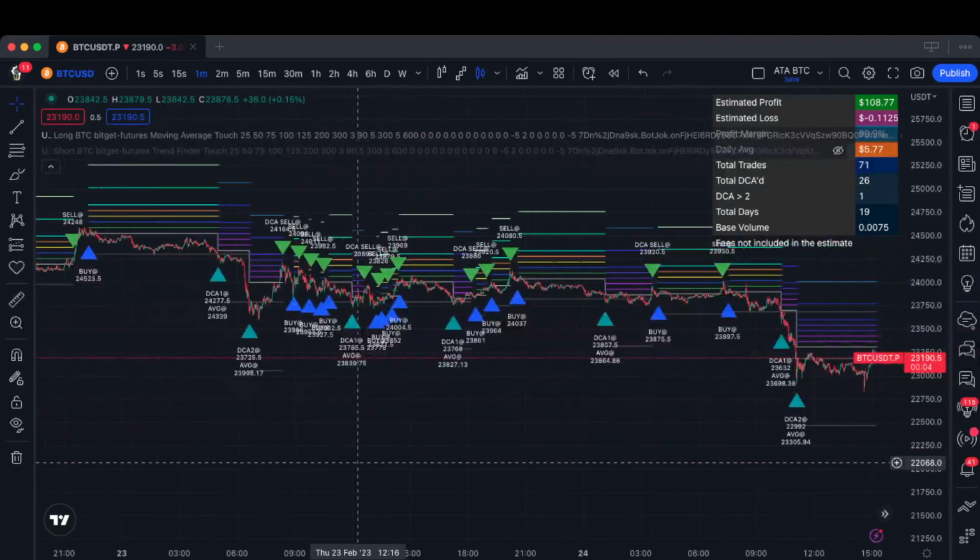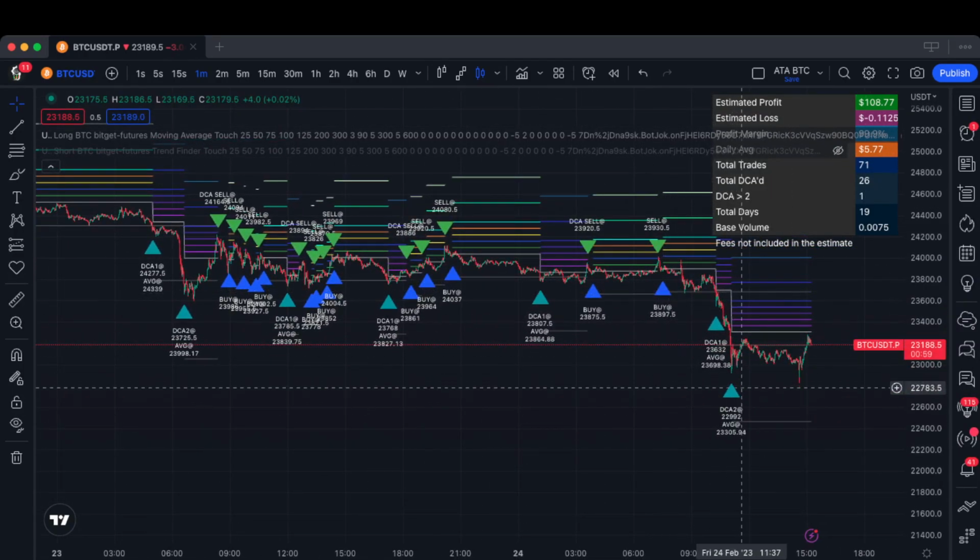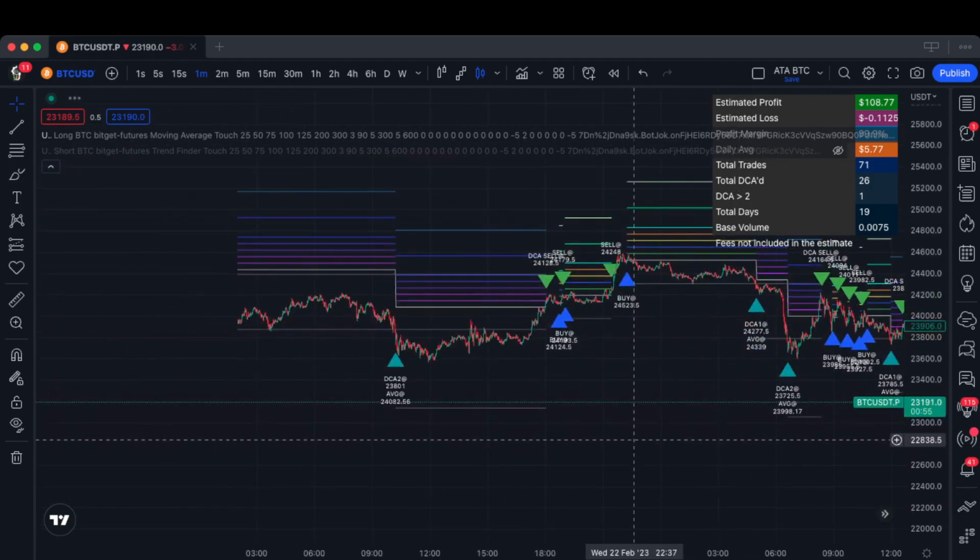Don't be afraid to look at the trades, right? I mean, how deep is it getting? A little bit deep, but the DCAs are good. Like, guys, we're almost out in profit, right? And it's only done two DCAs.